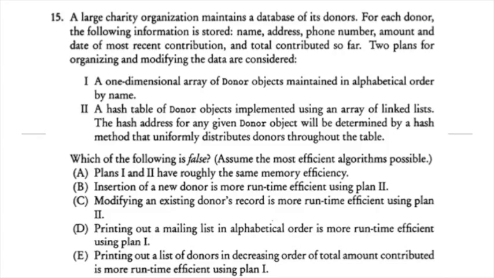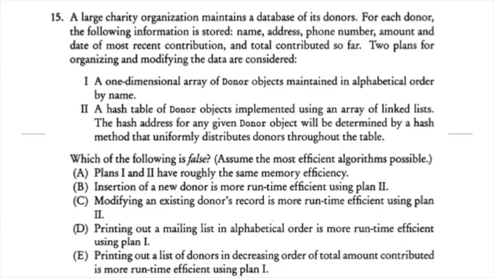A large charity organization maintains a database of its donors, and for each donor, the following information is stored: the name of the donor, the address of the donor, his or her phone number, and also the amount and date of the most recent contribution, and the total contribution so far, so that we can control and also trace the loyalty, the association between the donor and this charity organization. And two plans for organizing and modifying the data are considered.